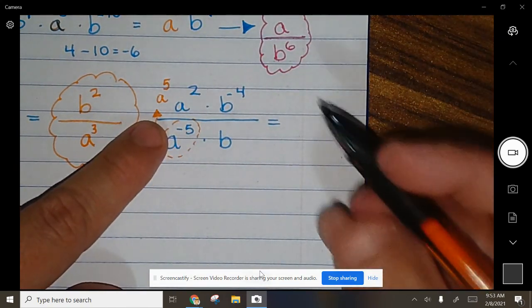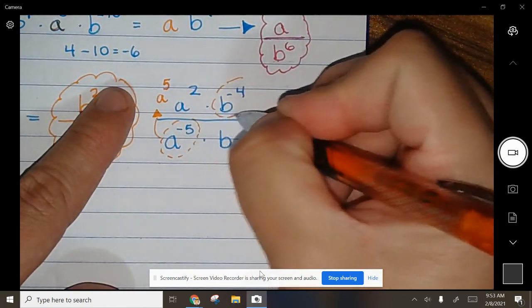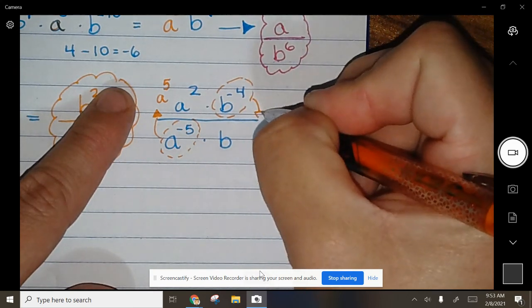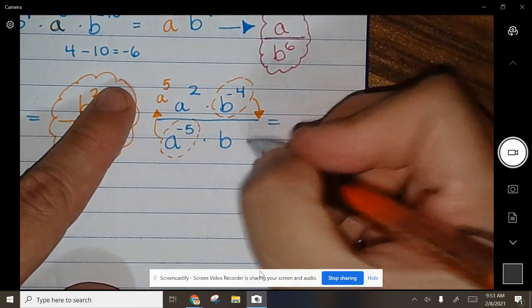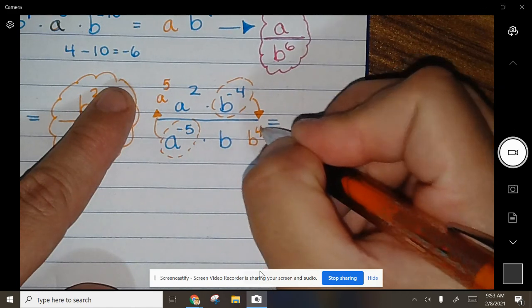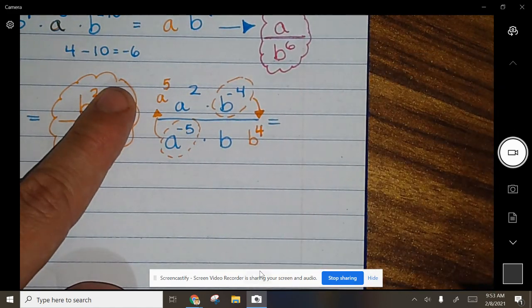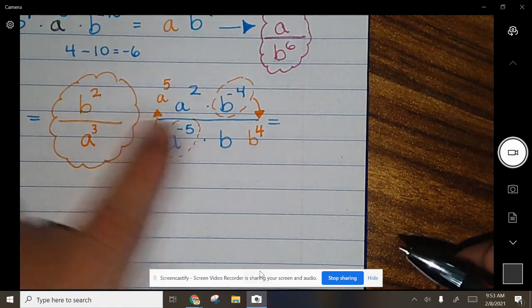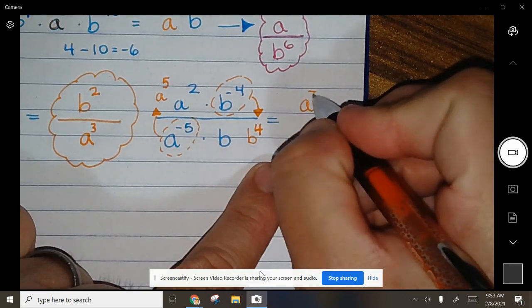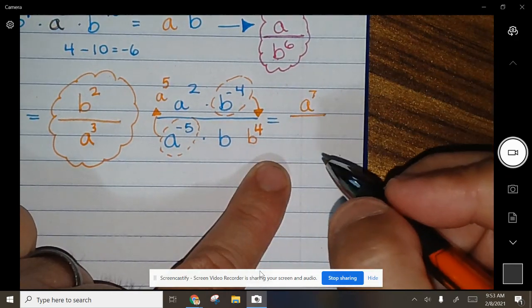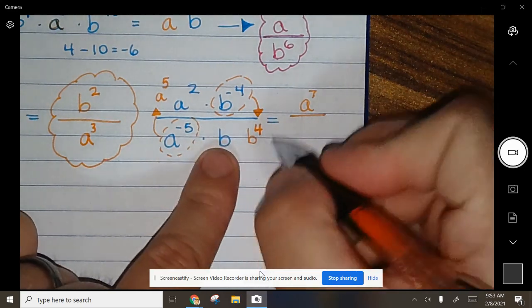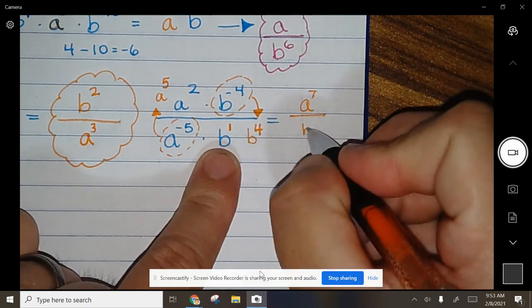All right, take a look at that. Then here, this has to go and move down. B to the 4th. Makes it positive. So how many A's are on top? Okay, cool. And then how many B's are on the bottom? There's an invisible 1 here.